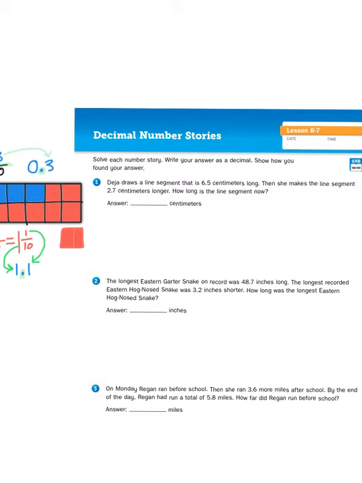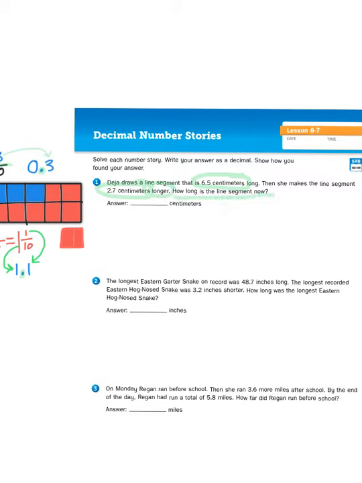So let's take a look at number 1. Deja draws a line segment that is 6.5 centimeters long. Then she makes the line segment 2 centimeters longer. How long is the line segment now? Let's employ our ruckus strategy and read this again. Deja draws a line segment that is 6.5 centimeters long. Then she makes a line segment 2 centimeters longer. How long is the line segment now?